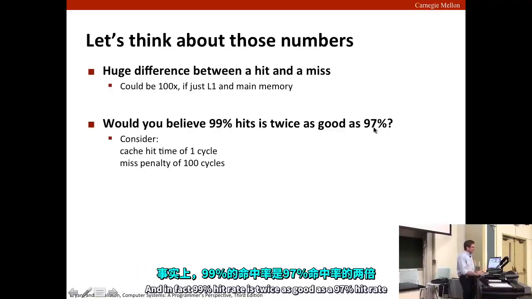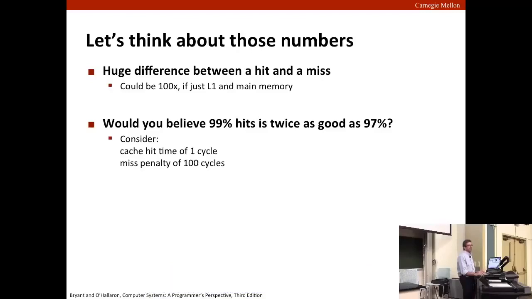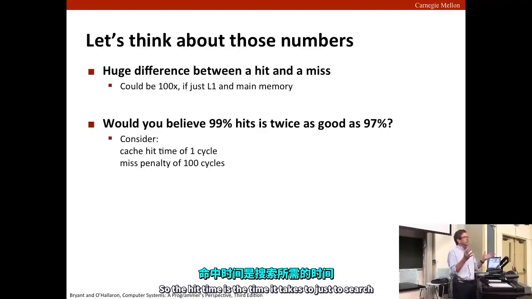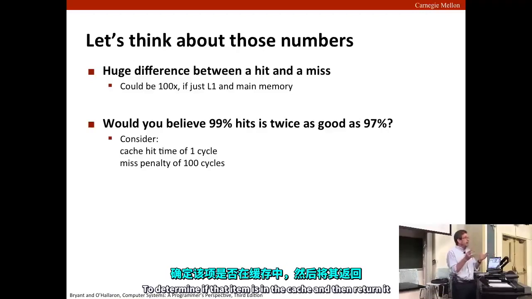In fact, a 99% hit rate is twice as good as a 97% hit rate. Yes? The question is, does the hit time include the time to access the tag, since we need to first check the tag and then look at the data? Yes, the hit time is the time it takes to search to determine if that item is in the cache and then return it.